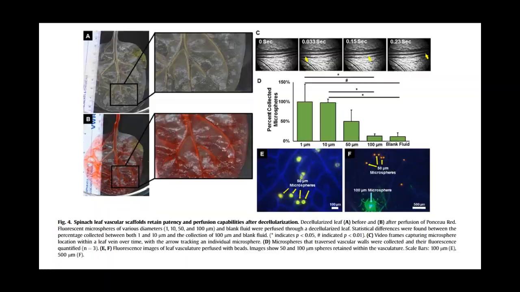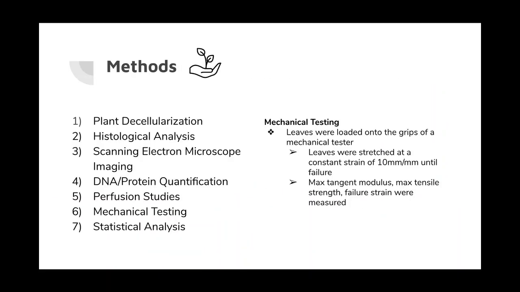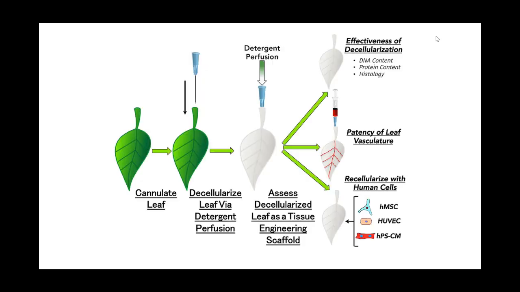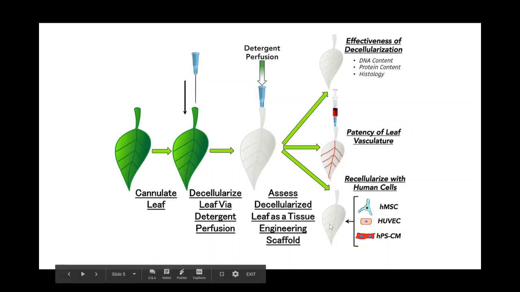And then the next step is the mechanical testing that was run. The leaves that were decellularized were loaded onto the grips of a mechanical tester and pulled for a certain amount of time. Mechanical properties were tested, including max tangent modulus, max tensile strength, and failure strain. These results were recorded and will be detailed later in the presentation. In terms of the other experiment that I mentioned, the HPS CMS cells that were adhered to the decellularized plants, many statistical tests were used, and these tests are presented in the results section of the presentation.